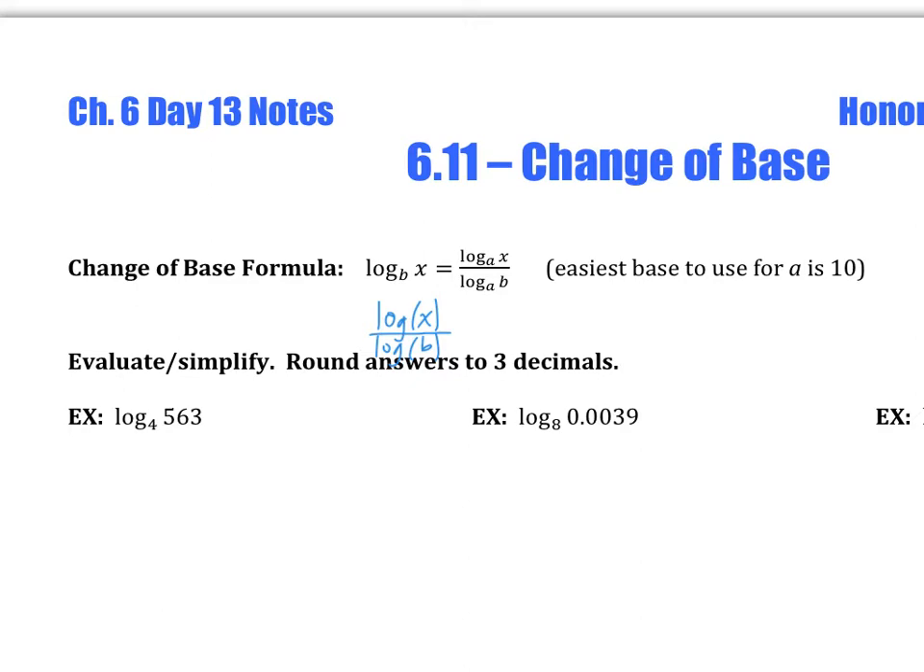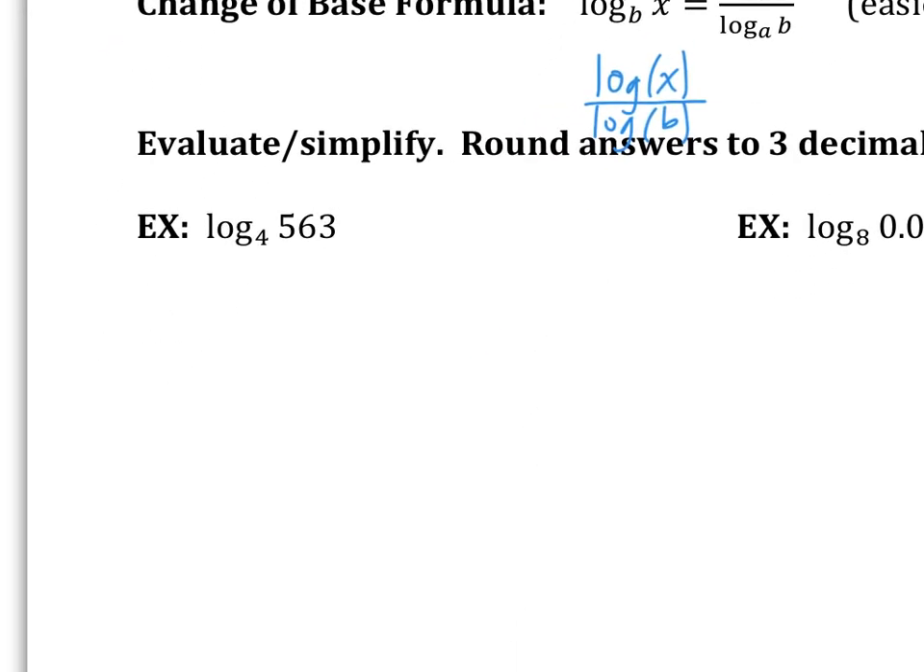Okay, so let's go to our first example here, where we have to evaluate and simplify log base 4 of 563. Now before, our first step would be to set it equal to x, right? And we would convert, and we would get 4 to the x equals 563. And we would try to get common bases. Well, between 4 and 563, there's no way we're going to get common bases. So what would we do?